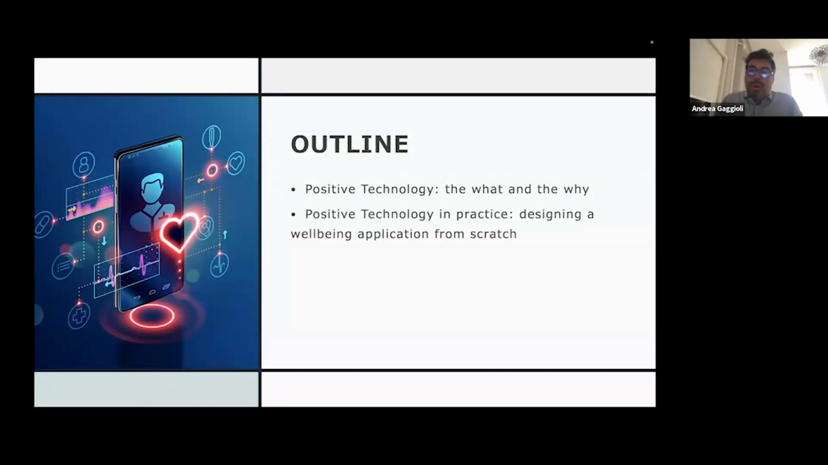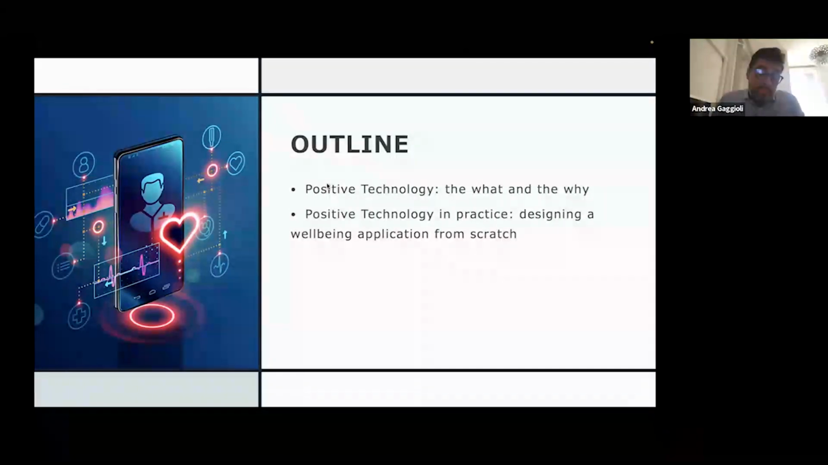So in the first part of the workshop, I will provide some background on the concept of positive technology. For sure, Professor Riva has already provided you some contextual information, but I think that in this case, repetita iuvant, in the sense that positive technology is quite a broad field, and you can see this from different perspectives and take the field from different angles.